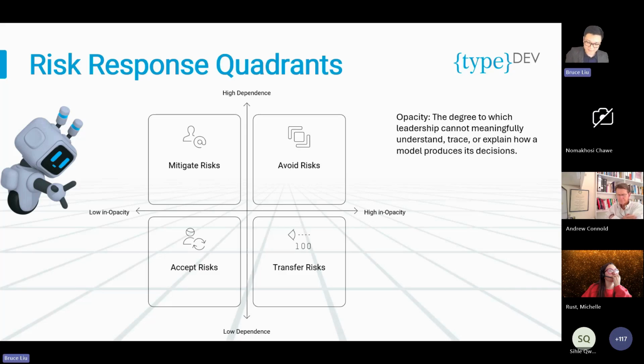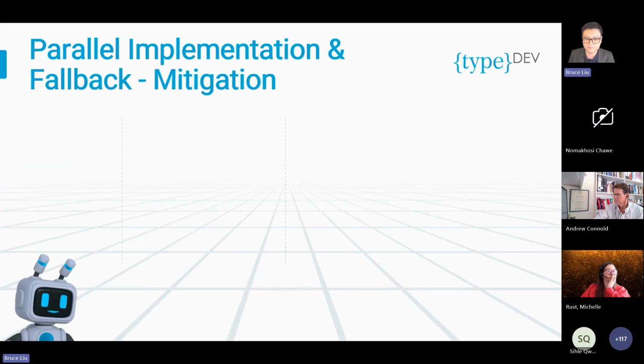Then, if we are dependent on this AI tool, and we do not know too much about it, then this is where we start mitigating it. So we put in measurements, controls, considering a person in the loop, or things like that, to reduce the possibility for this risk to arise. And of course, avoiding the risk. So if you're highly dependent on it and you know exactly what the reasons are, then we try to avoid that risk. Okay.